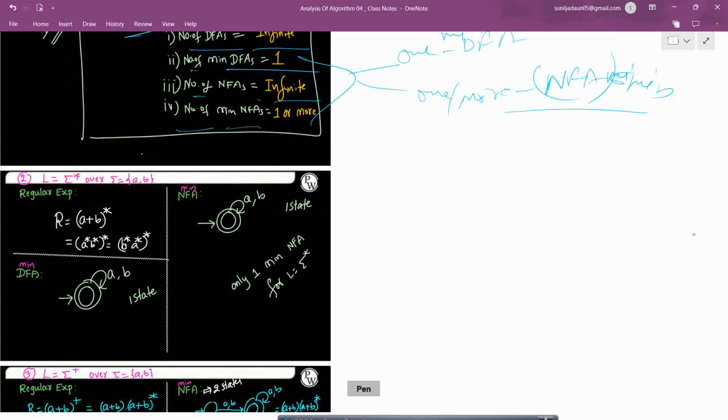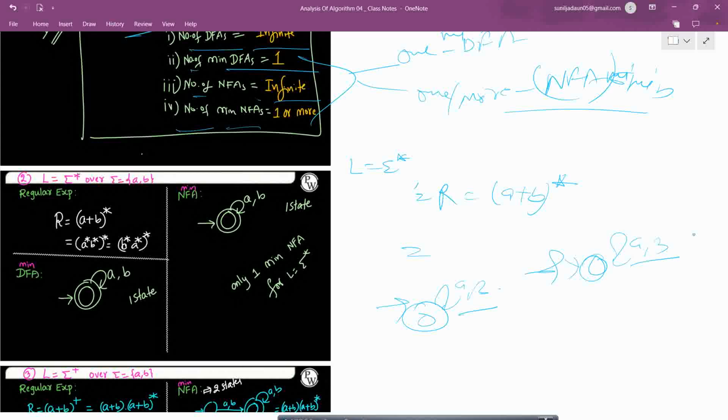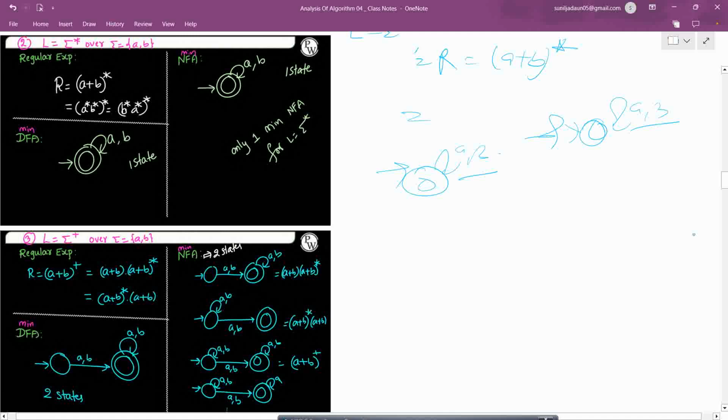Let's say L is equal to epsilon asterisk over a comma b, a regular expression. This is L, a language over a comma b. The regular expression for this is (a+b)*. And the minimum DFA we already did, comma b. This is a similar NFA also. There is one state for NFA. There is no difference between minimum NFA and DFA.